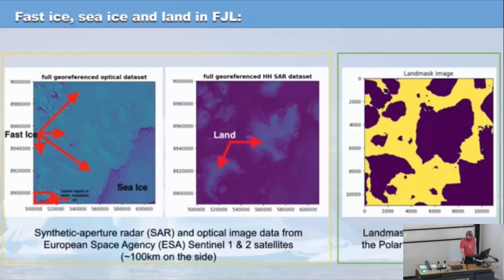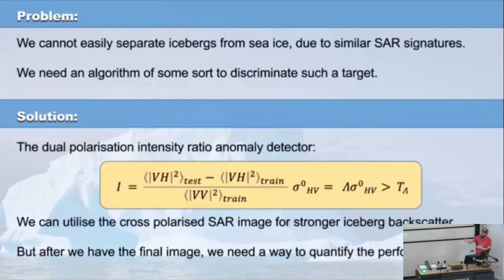Yeah, so these are the images on the left here that just show you how that works. This synthetic aperture radar image is on the left, the optical one in the middle, and the landmask on the right. So what is the problem that we are trying to solve? You can't easily separate icebergs from sea ice, as I said, due to that backscatter signature. So we need an algorithm of some kind to do a little bit of discrimination.